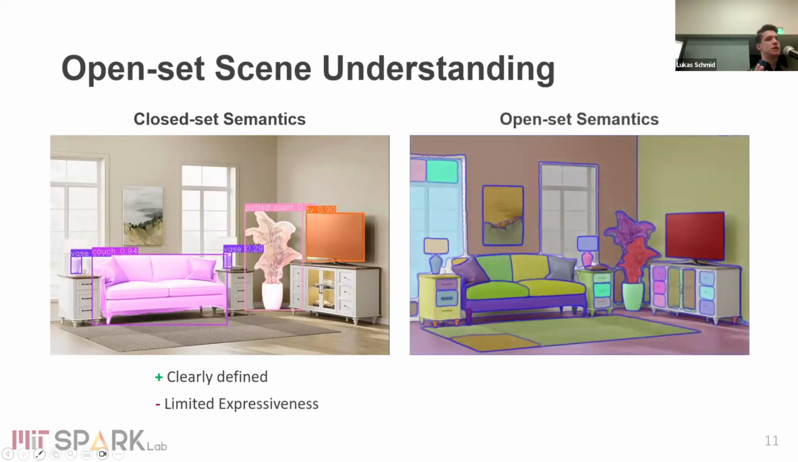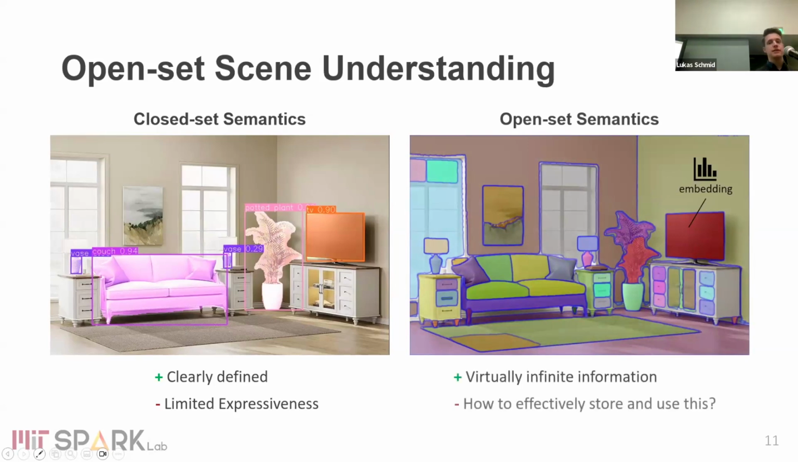And recently, of course, there's been a lot of progress in open set semantics, where we here see an oversegmentation of the scene by the segment anything model. And we can also get feature labels, open set feature labels for all of these different things. And what is great, we have this virtually infinite information about the environment. But the new question arises, how do we actually effectively store and use this in robotics?